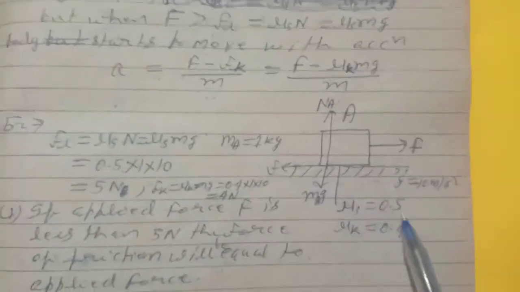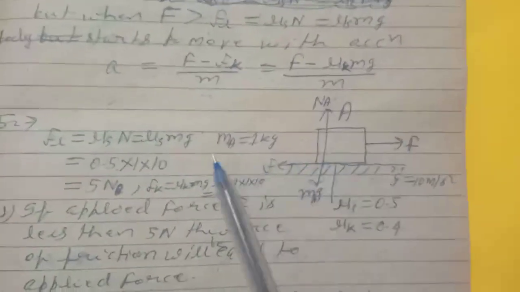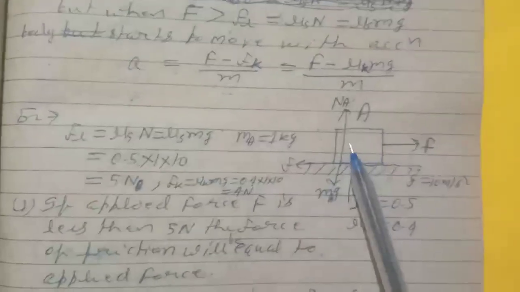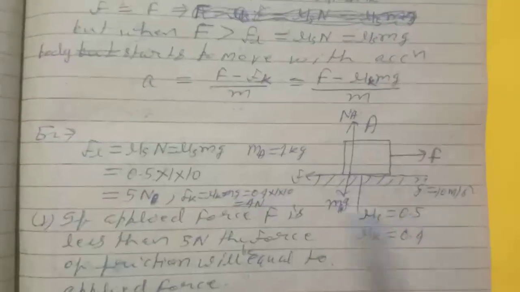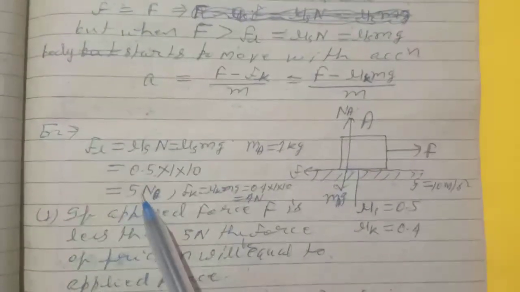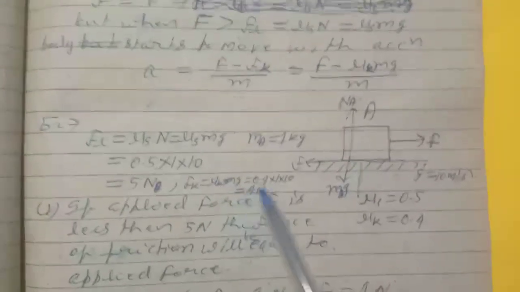For example, let us consider a block placed on a table or any surface, and the value of mu s is given as 0.5 and mu k is 0.4. The mass of the block is 1 kg, and we start to apply a force on this body. Then from the formula of limiting friction, FL is equal to mu s into N, equal to mu s into mg, and because mu s is 0.5, it is 0.5 into 1 into 10 equals 5 Newton. This is the limiting friction, that is, the maximum static friction, and Fk will be mu k into mg, equal to 4 Newton. This is the kinetic friction.